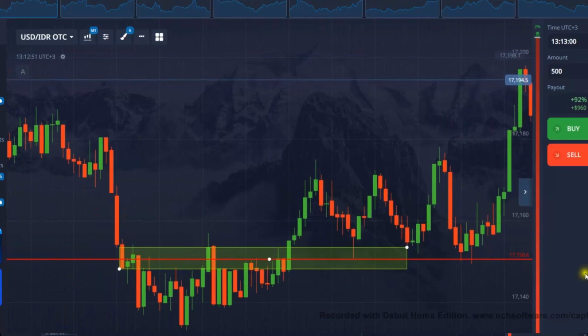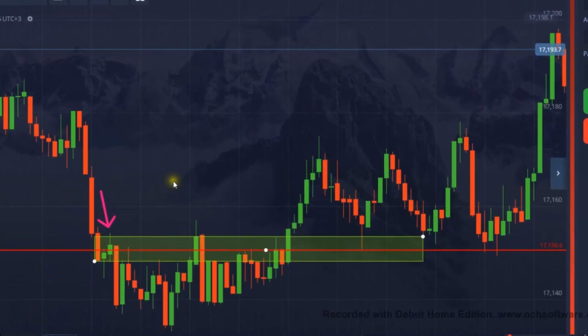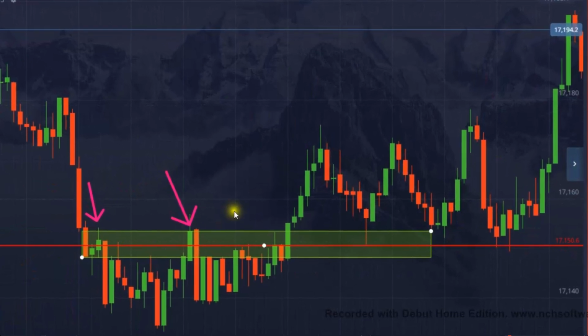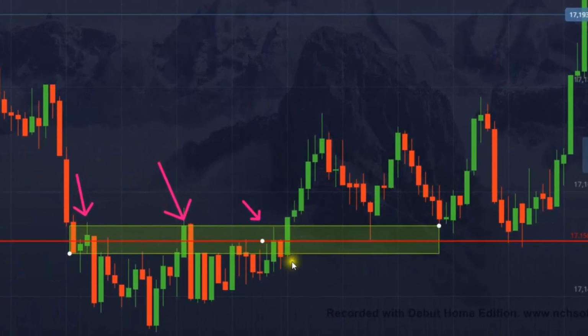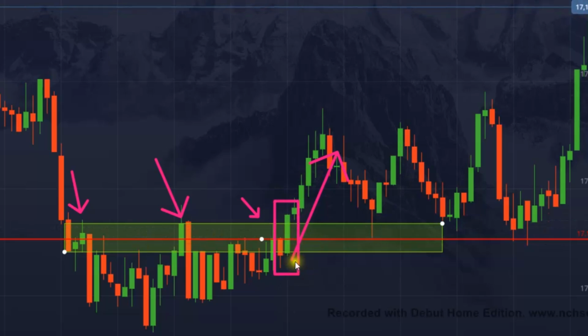So we also have another way. As you can see right here, we have this resistance area. It rejected once, second time, but on that time it broke out. So before we broke out, we created this demand area right here, and as you can see, once we got back to this demand area, the market rejected strongly. So I'm going to show you a few live examples using these strategies, so make sure to watch till the end.